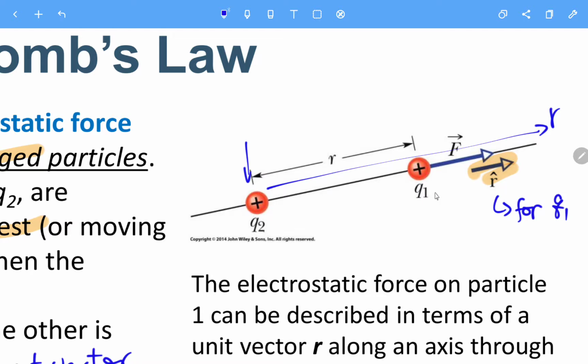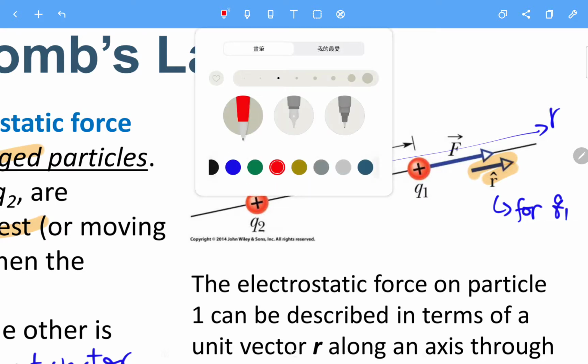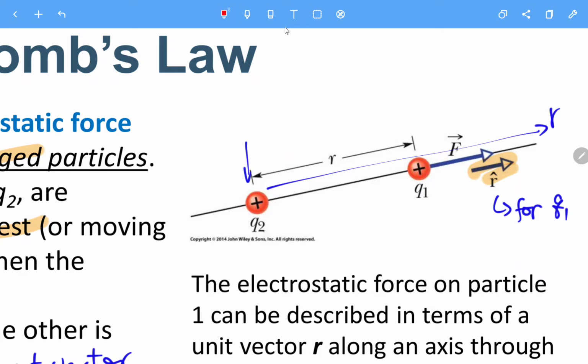If we consider the force acting on q2 due to q1, then q1 should be the origin point, and then the r-axis should point to this direction, and then the r hat should point to this direction also, and this r hat is for q2.